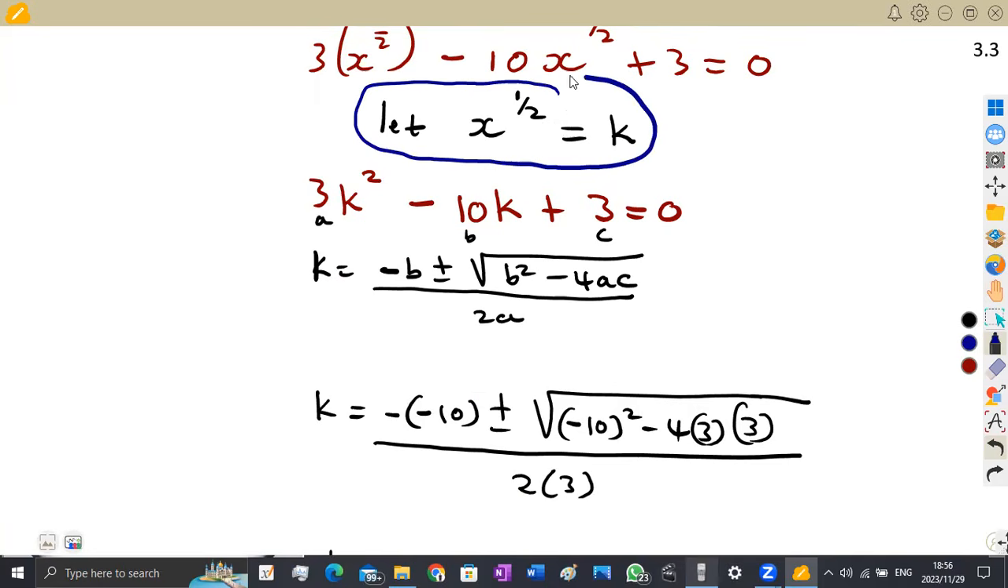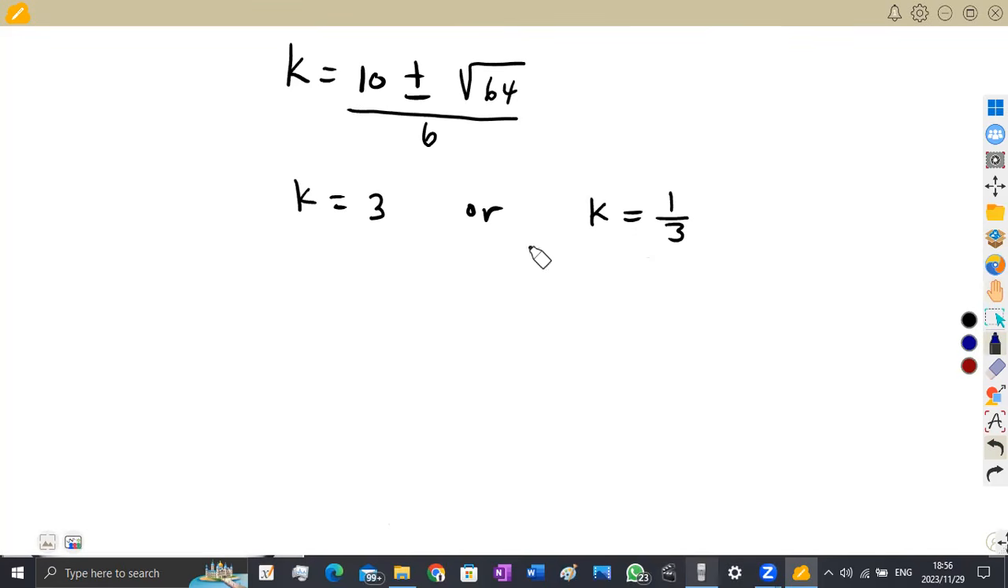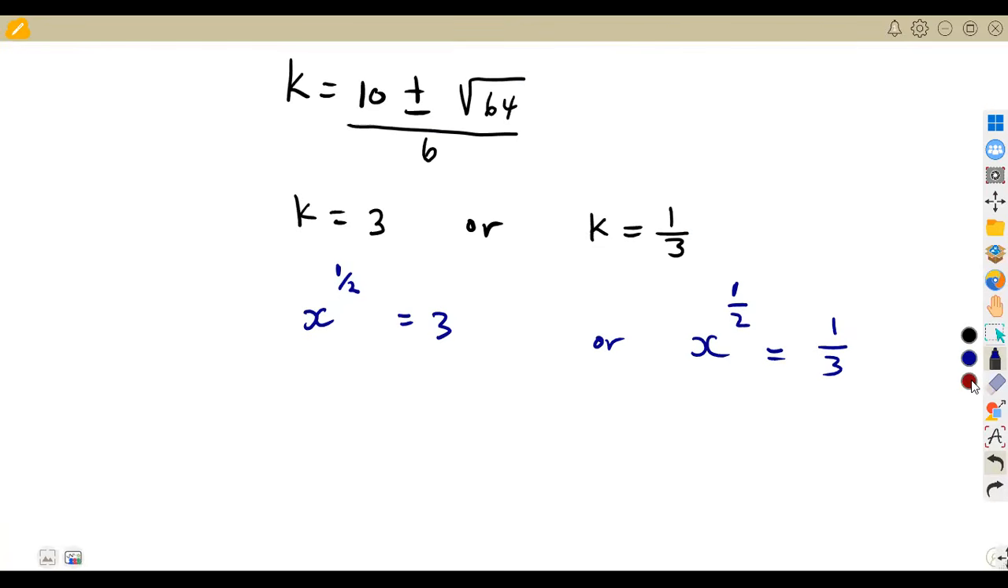We said let x to the exponent of a half be equal to k. Meaning to say, where we have x to the exponent of half, we're going to equate to the values of k that we got here. So x to the exponent of a half, remember, is equal to k. But the first k that we got here is a 3, or we're going to have another equation for x to the exponent of a half being equal to the value of k that we got on the other side, which is 1 over 3. So the question is, how are we going to obtain the value of x?